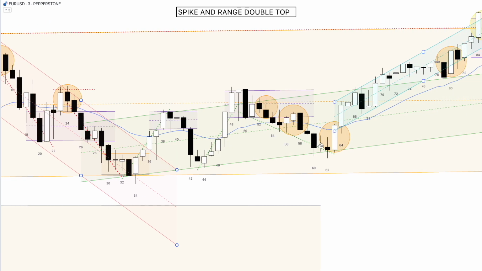This is all just filled in this morning. So we then head on out of this little trading range. We head down to the bottom here.